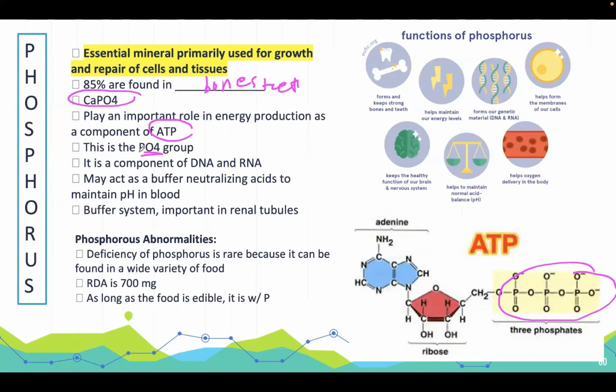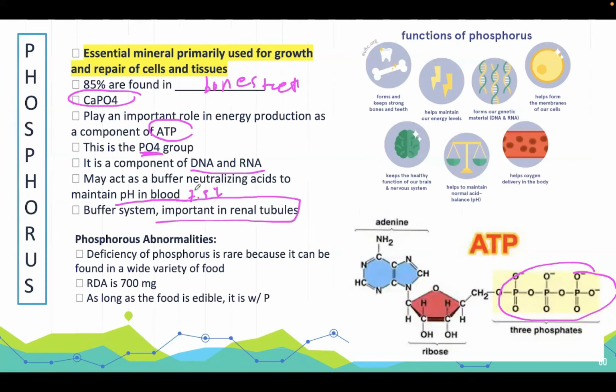Okay, phosphate is a component of DNA and RNA. So phosphate also comes from phosphorus. And it may act as a buffer, neutralizing acids to maintain the pH in the blood. It also plays a role in maintaining the 7.35 to 7.45 pH in the blood. As a buffer system, it is important in your renal tubules.